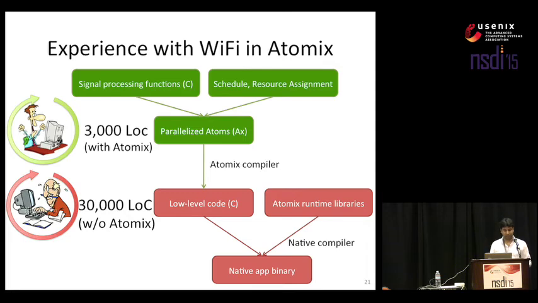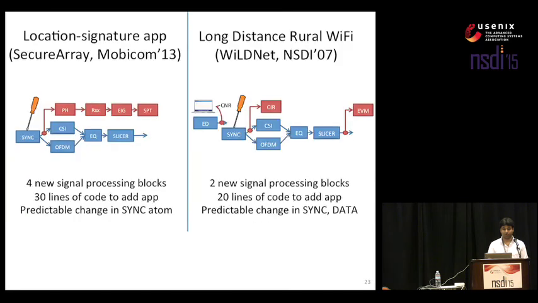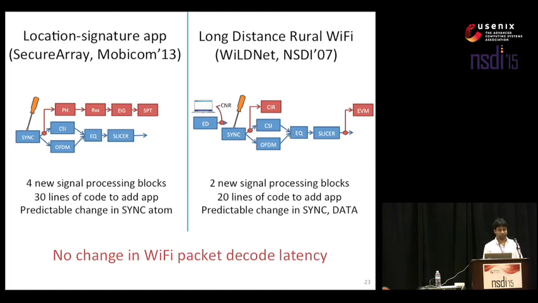So let me just quickly show you that we could actually easily insert new signal processing applications also in our Wi-Fi chain. We did two case studies, one with the location signature application and one adapting this to long-distance rural Wi-Fi. In both cases, we only had to implement a few blocks. But what was exciting was that we could insert these applications with as little as 20 or 30 lines of new code. And in doing so, we had no effect on the packet decode latency. Our Wi-Fi packets continue to decode as normal.